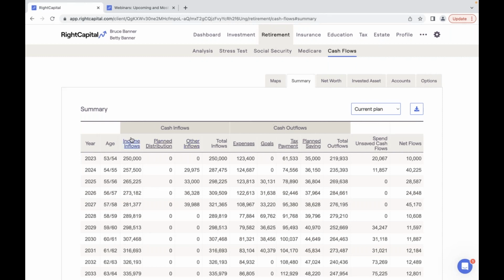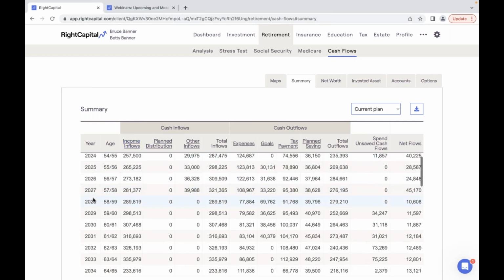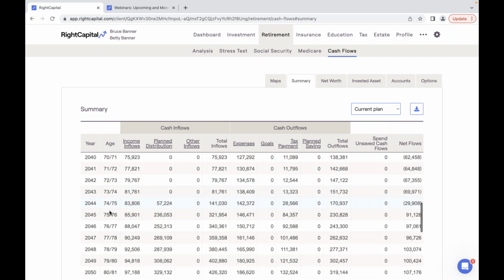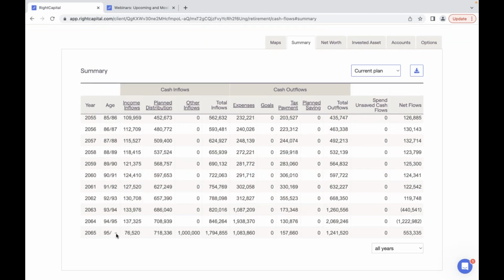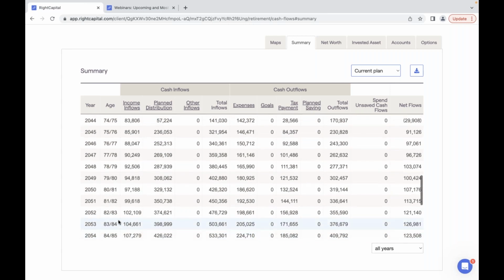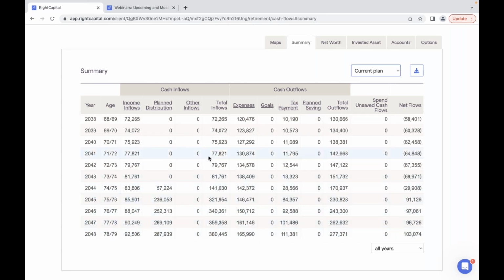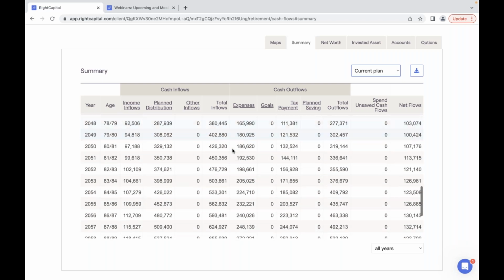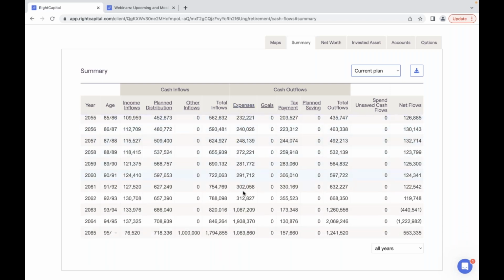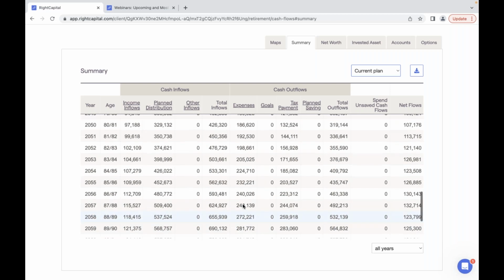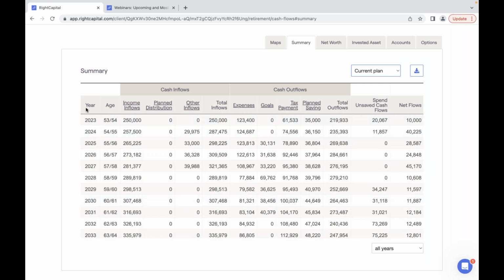In addition to that, when we're looking at the cash flow summary, we're looking at each year of this client's life. We can see the ages, and if a client passes away, the ages turn to a dash there. We can see the breakdown of everything from RMDs entering into the income inflows to healthcare costs, growing our expenses at the end of life, for example, with long-term care costs maybe driving up those expenses.